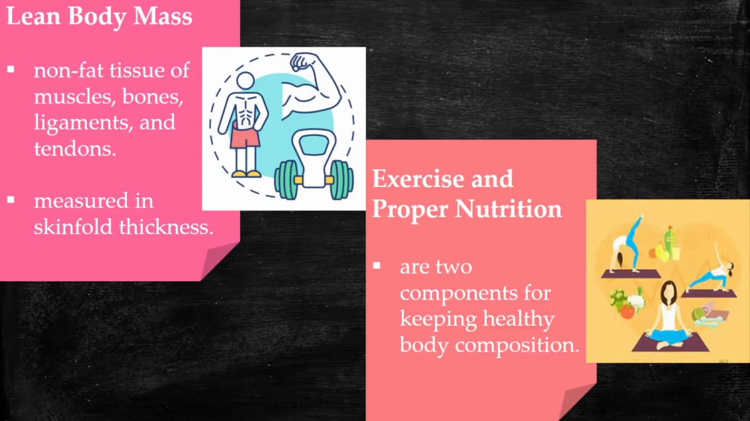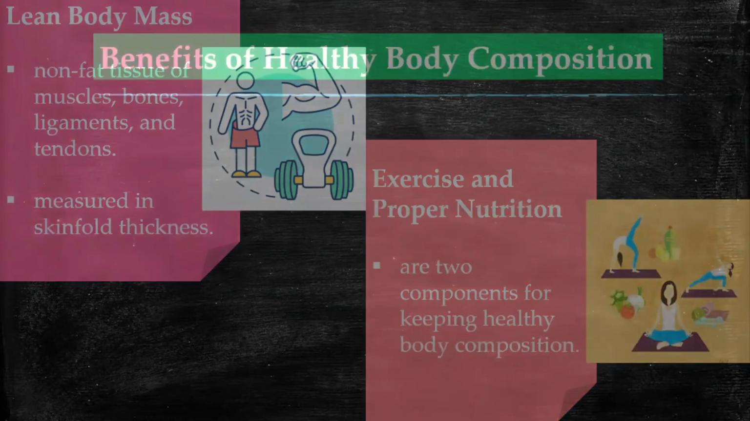So, having a healthy body composition helps to achieve optimum physical and psychological functioning. So, exercise and proper nutrition are the two components for keeping healthy body composition. So, yun naman talaga, yung exercise at saka yung proper nutrition. Okay? So, a healthy balance between fat and muscle is vital for health and wellness throughout life. So, scientific evidence shows that a healthy body composition will increase.